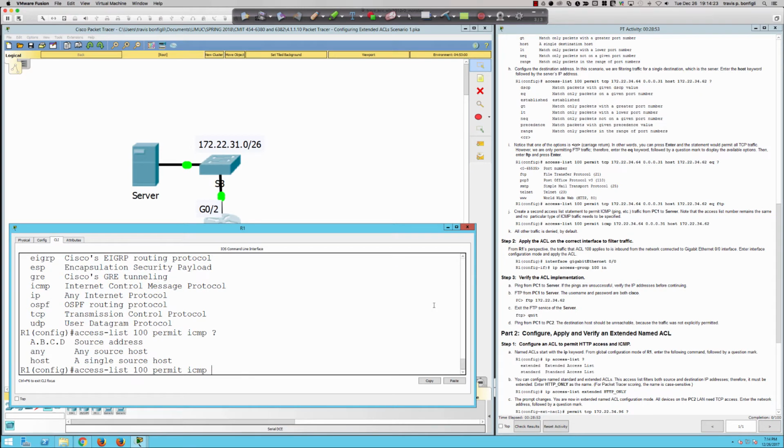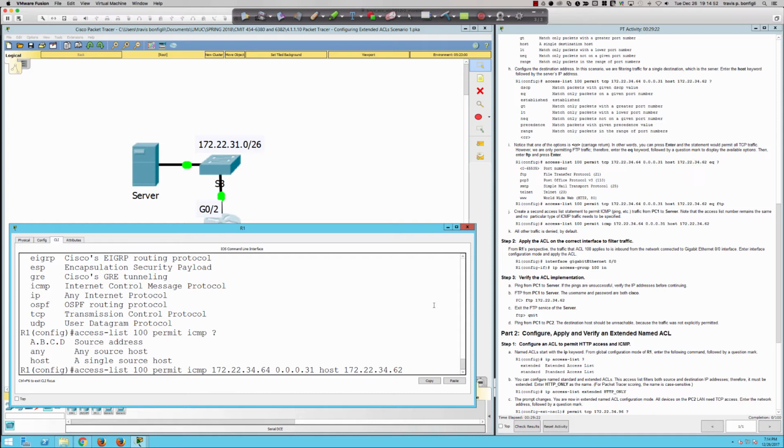So if I do a question mark, again, who's it from? The source. So from whom? They've got us doing it again here where we're going to say the whole network 172.22.34.64. Sorry about that. I almost put the wrong thing in there. 0.0.0.31. That's our wildcard mask going to, we want to be specific, 172.22.34.62. And that is our server.